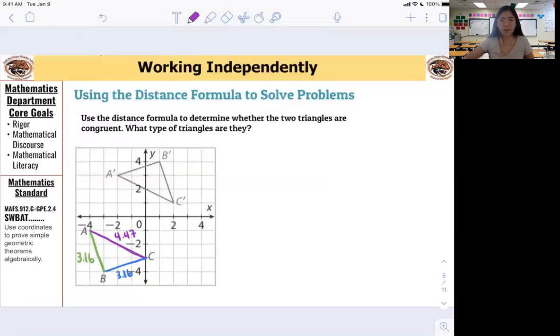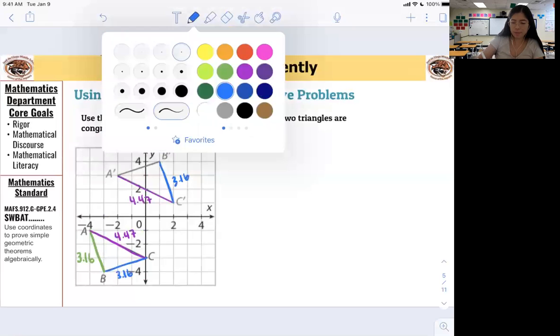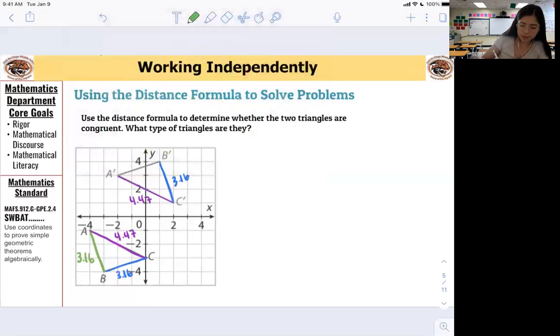Now, if you got something different, let me know. Maybe I did it wrong, but if you got it the same, good job. Now for the top triangle, AC was 4.47. BC, B prime, C prime. Oh wait, that should be blue. My bad. B prime, C prime was 3.16. And A prime, B prime was also 3.16.